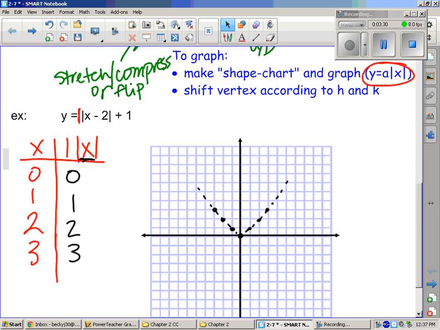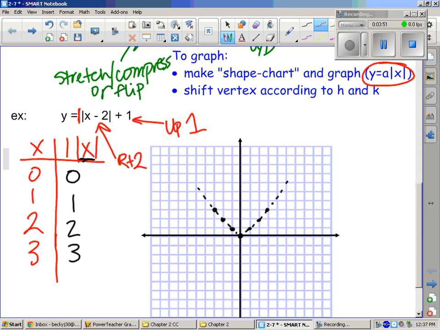Except that's not our final answer. We have some shifts going on. Inside the absolute value, you see a minus 2. That's an h. And remember, this is the backwards one, so that really means that our graph is going to shift to the right 2 units. When you see a 1 on the outside, that's a k value. It's positive, so therefore it's going to go up 1 unit.